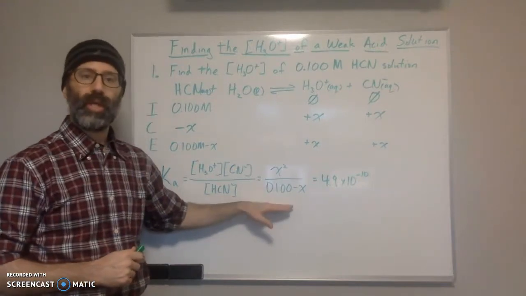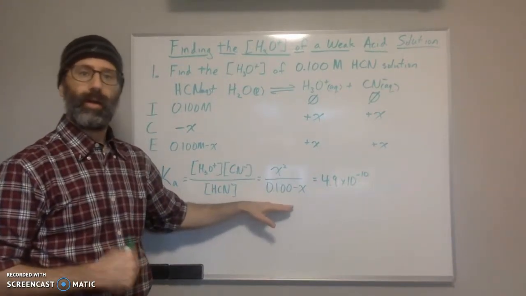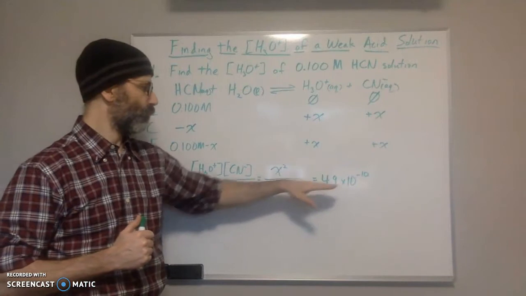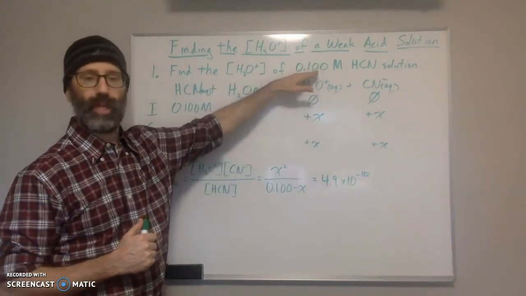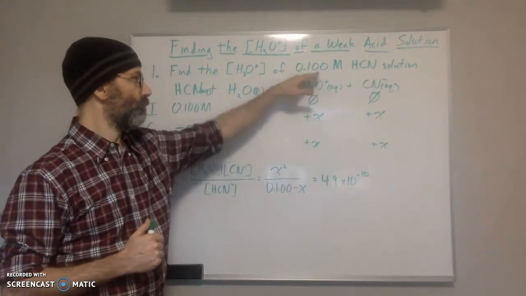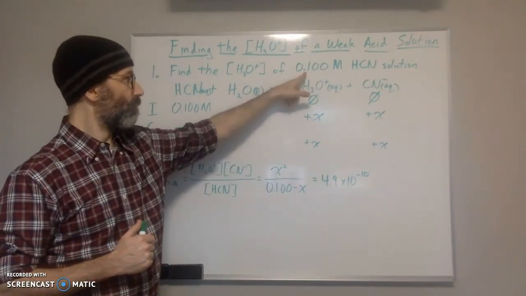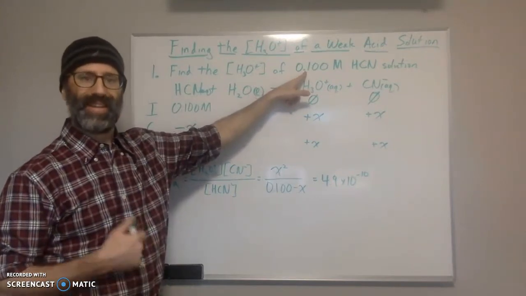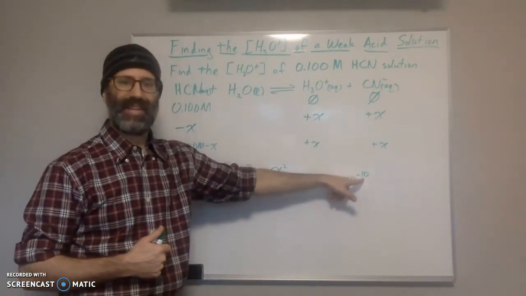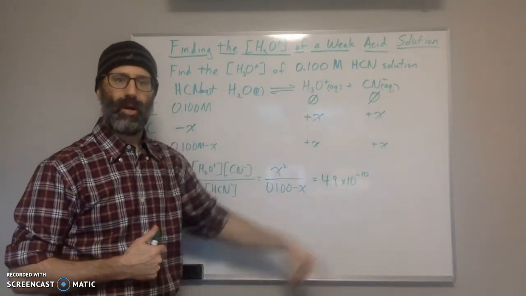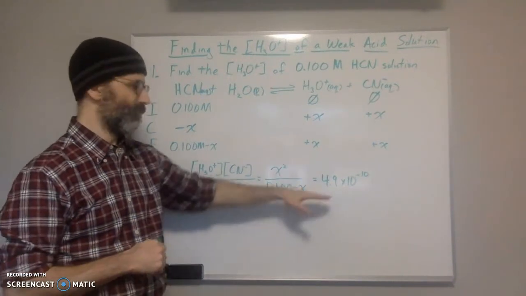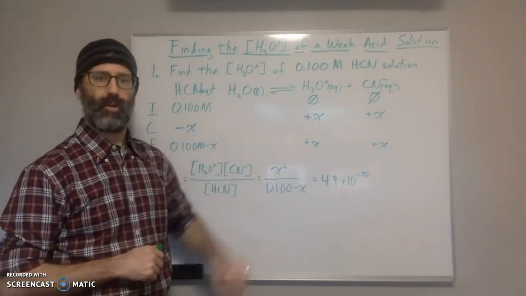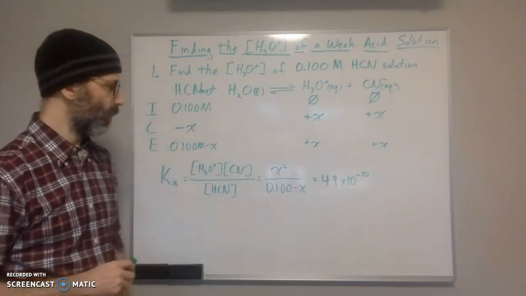So here's where we can use the x is too small approximation. It's a good bet that we can use this, because if we look at the Ka value and compare that to the initial concentration, it's a huge difference. So if you have 0.1 here, that's 1.00 times 10 to the negative 1. And here we have 10 to the negative 10. That's a difference in power of 9, right? So this is a valid time where we can use the x is too small approximation.